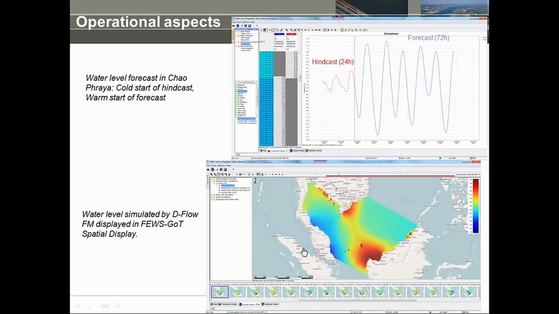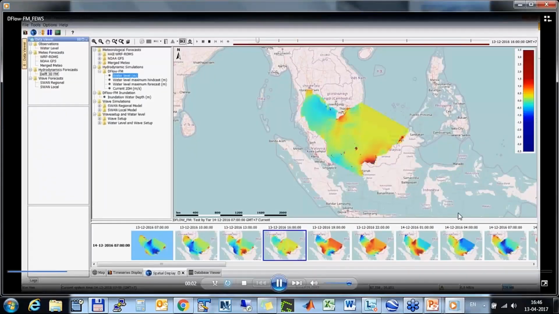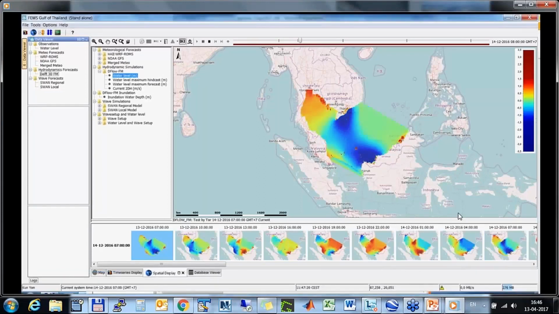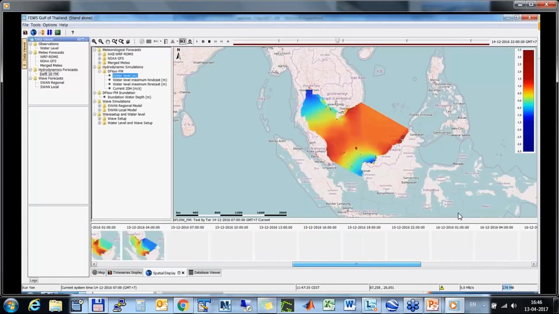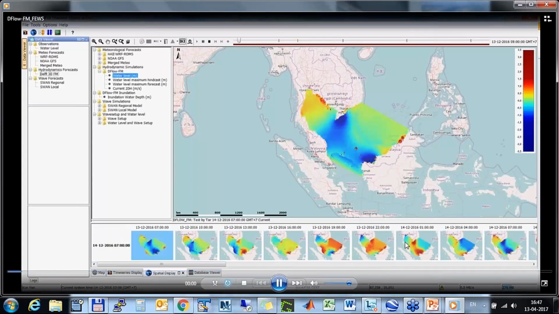Down below, in the video that I'm going to play, you can see a full forecast simulated by the D-Flow FM hydrodynamic model. This is not an event, but a 4-day forecast from last year's December. And here below you can also see the forecast overview from the thumbnails, which every 3 hours provides an overview of the forecast.